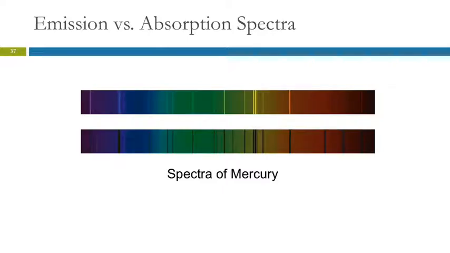You can also get an absorption spectrum. If you shine light on the element, you can measure the energy that's absorbed. For an absorption spectrum, instead of seeing bright lines, we see dark lines where the energy was absorbed by the element. But they'll line up in the same place, as the wavelengths are the same.